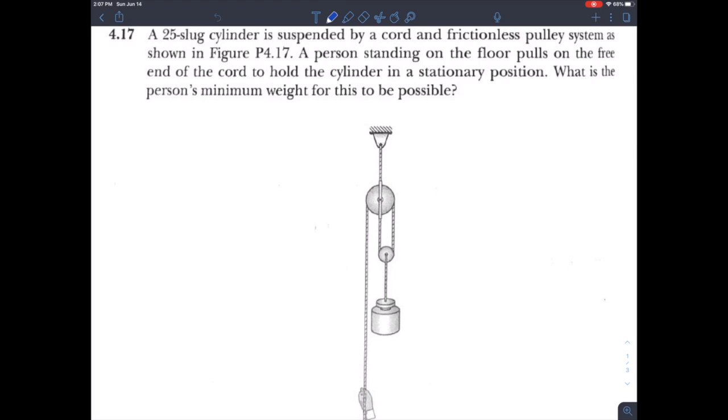Okay, so I'm going to also add another question. I'd like to know the tension in this cable that holds up everything.